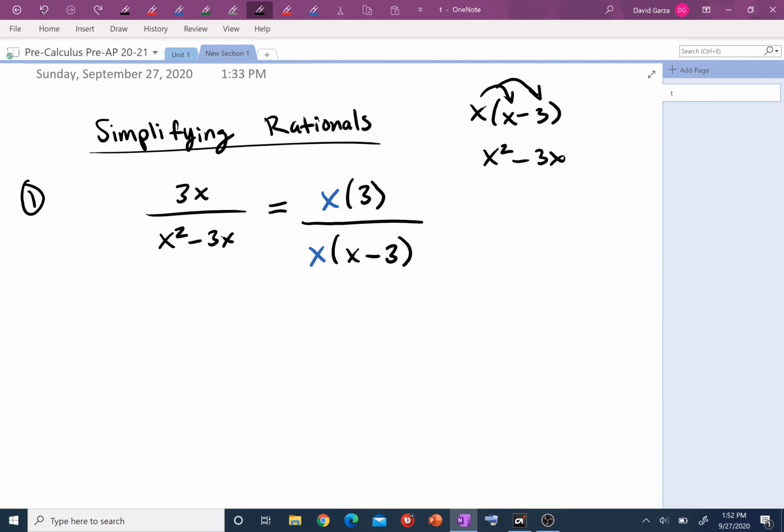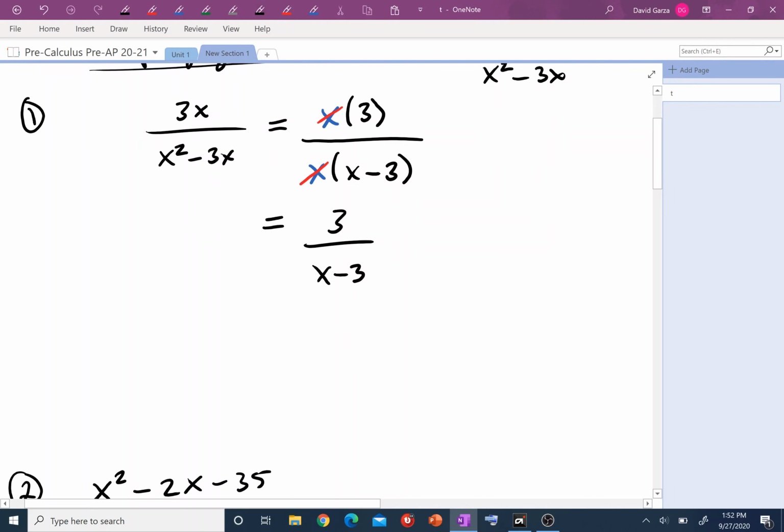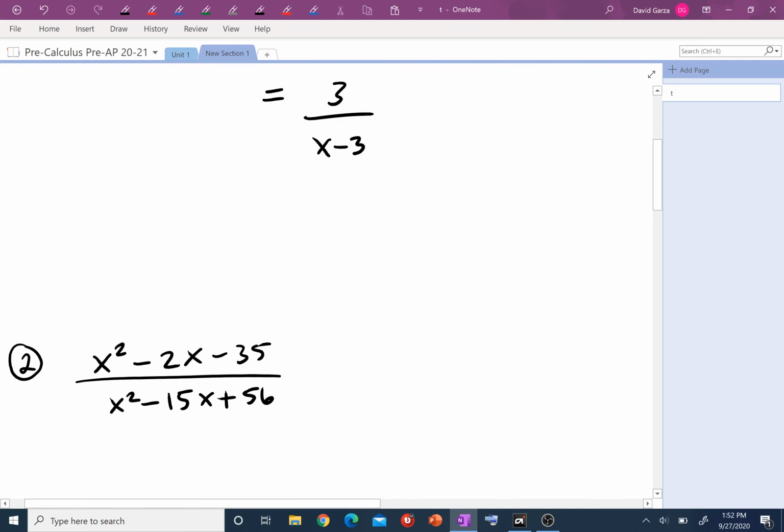Now, if you notice, the top and the bottom have an x in common. So cross that out, right? This cancels out that one, right? Because we have x divided by x, which is just 1. And we are just left with 3 divided by x minus 3. And that's your final answer here. We have nothing else to factor out. Okay, so now let's go ahead and move on to the next example.